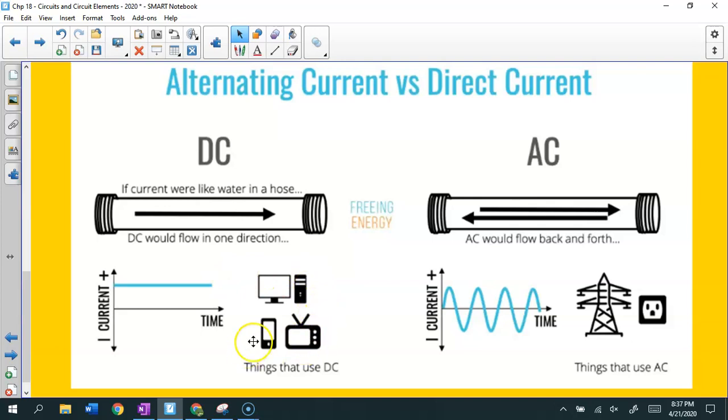And things that use direct current are like your computer and stuff like that, okay? Now, on the other hand, AC, which I'm using as I have my laptop plugged in just now, is alternating current, where you're sending it back and you're getting it back.